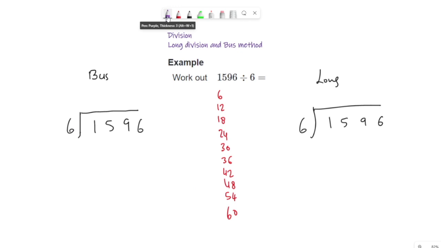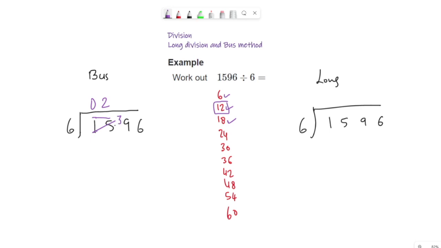So this time it's 1596 divided by 6. We will do the bus method first. How many 6 will go in 1? 1 is smaller than 6, so it's a 0. We'll extend it to 15. How many 6 will go in 15? If I take 6 or 12 or 18, 18 is bigger, 12 is smaller, so I will take 12. I have to take the highest one possible. Okay, so 6 times 2 is 12. Out of 15 I got 12. Is there any remainder? Yes, there is. 15 minus 12 is 3.